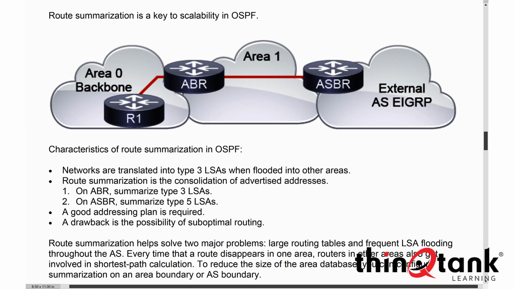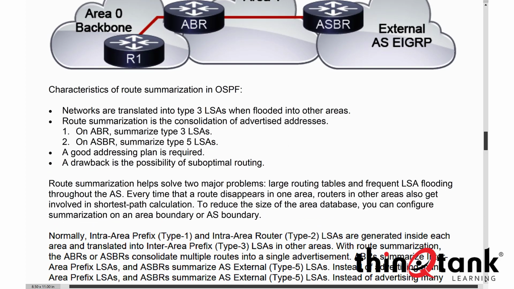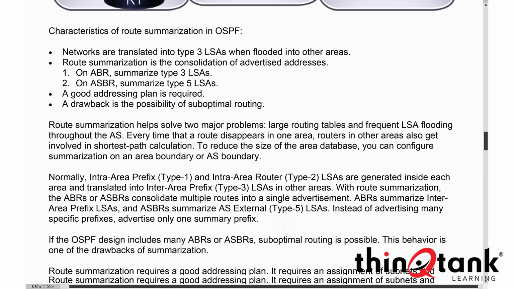All right, but the whole point of summarization: shrink the size of the database and reduce the amount of LSA flooding, right? For example, if I'm summarizing 20 networks from area 1 to area 0, and one of those 20 networks goes down, the summary into area 0 doesn't change. The summary into area 0 is the same, which means that we don't have to recalculate our database, okay?